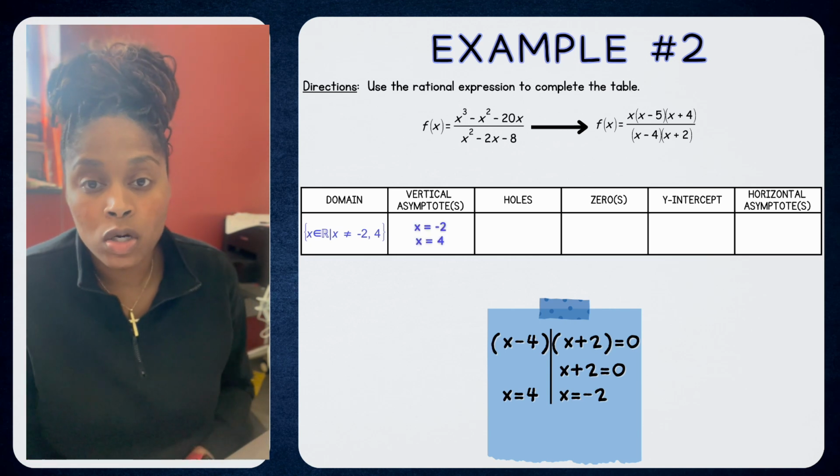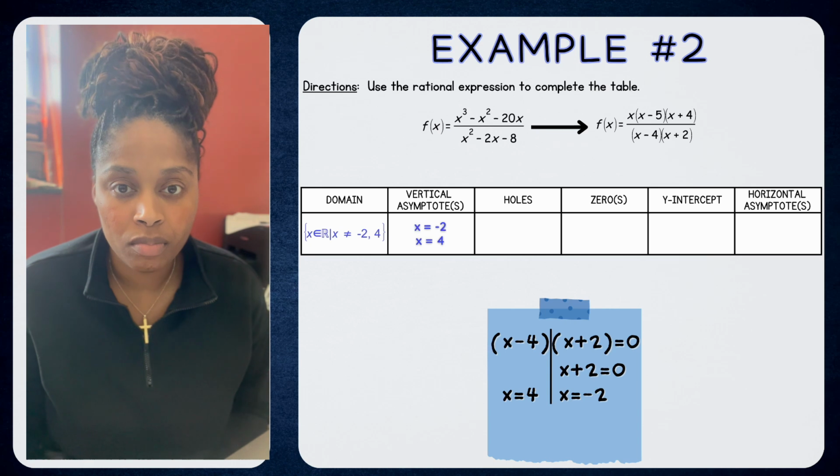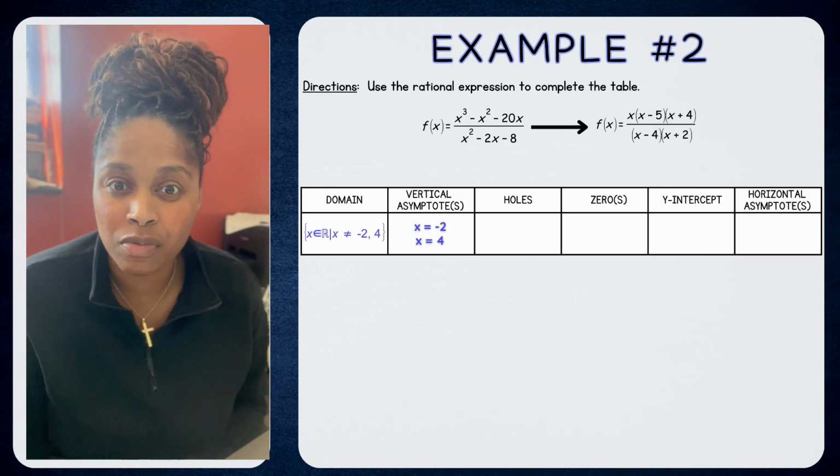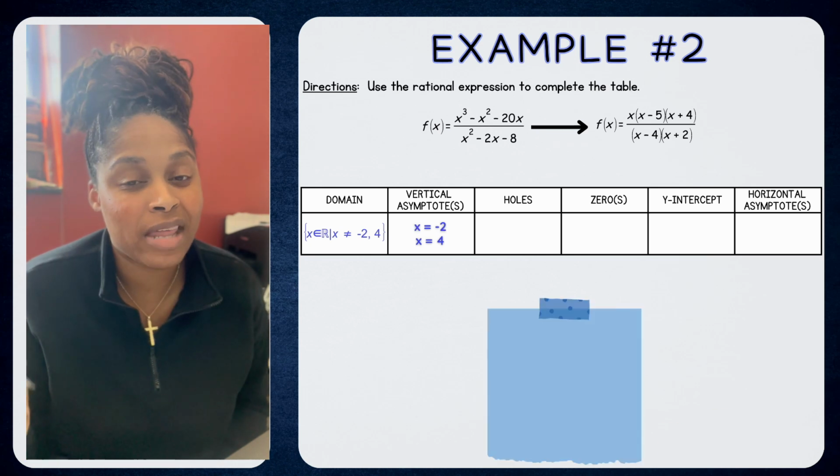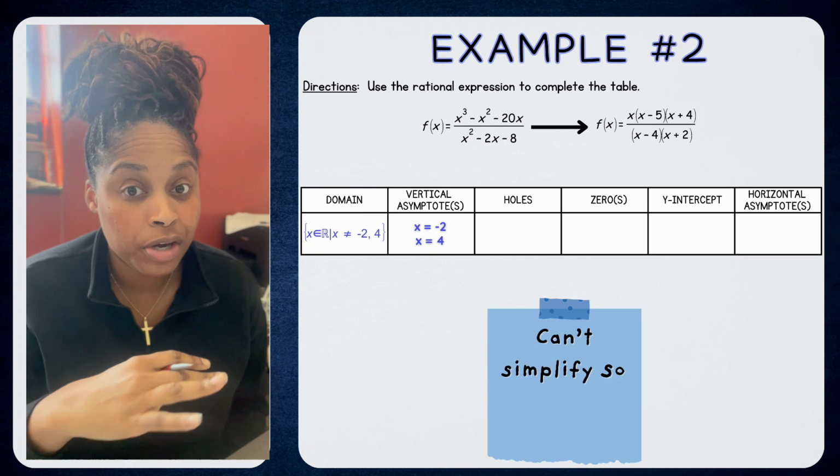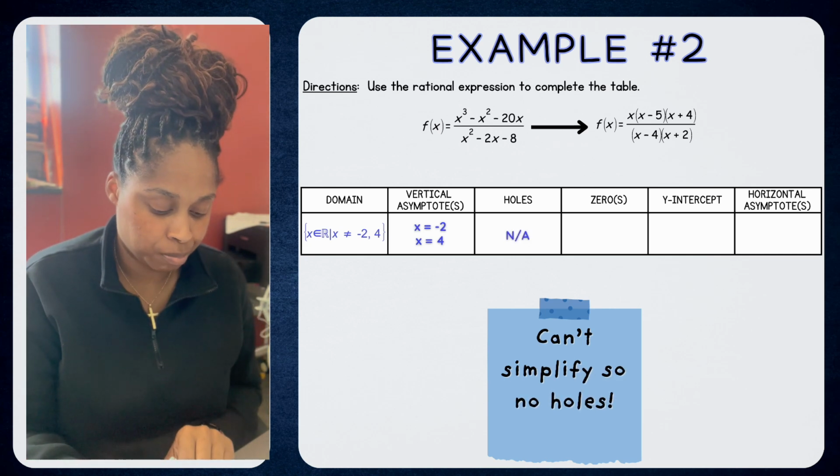Our holes are going to be after we simplify, if there's anything that was crossed out. For this problem, there is nothing that was crossed out, which means there are no holes. So we can just put NA.